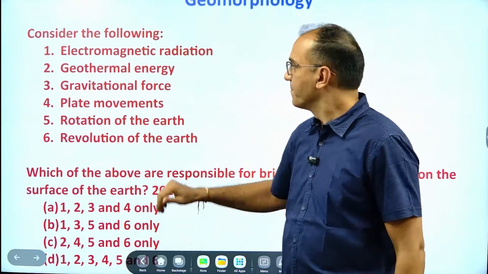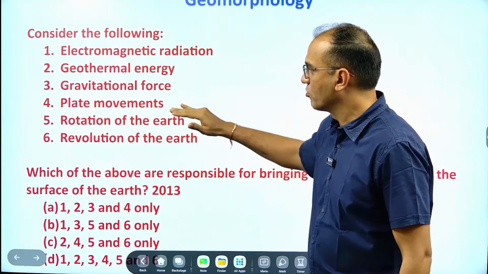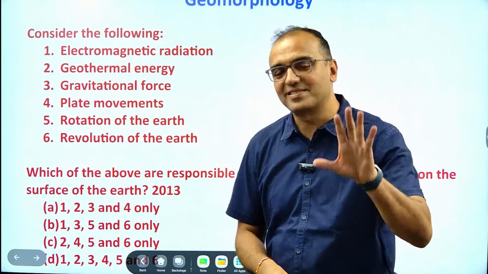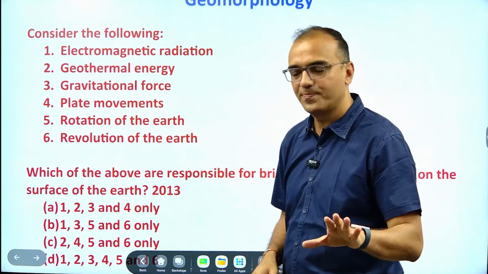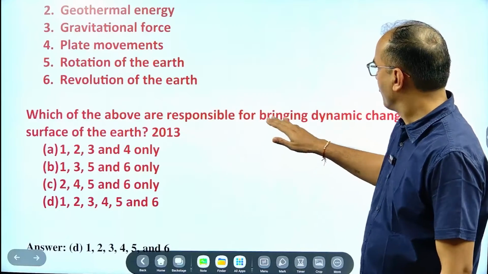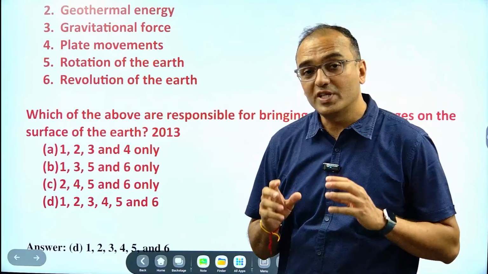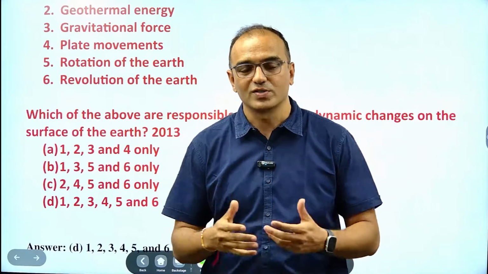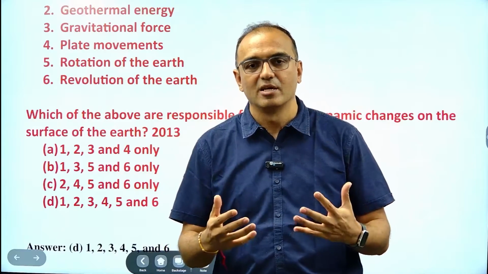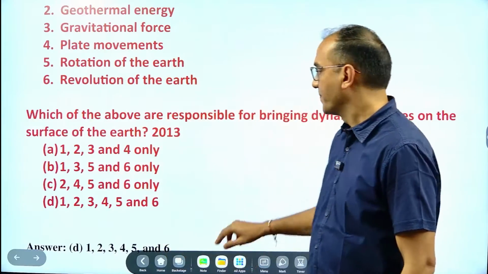Consider the following: electromagnetic radiation, geothermal energy, gravitational force, plate movements, rotation of earth, revolution of the earth. They have given you 6 different terms. And what is the question? Which of the above are responsible for bringing dynamic changes on the surface of the earth? So which of these 6 cause dynamic changes on the surface? So which of these 6 play a role in shaping of landforms on the surface of the earth, right?